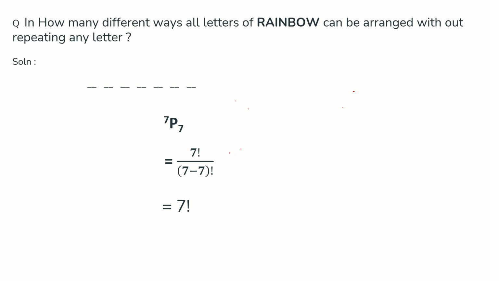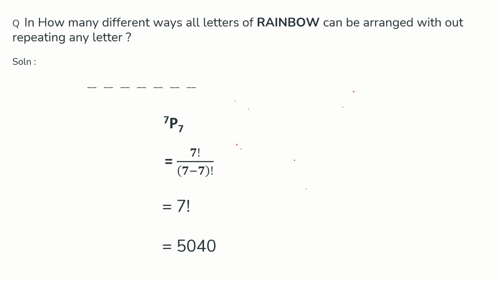7 factorial by 0 factorial. 0 factorial means 1 here. So here 7 factorial is the answer. The value of 7 factorial is 5040. Rainbow can be arranged in 5040 ways without repeating any letter in it.